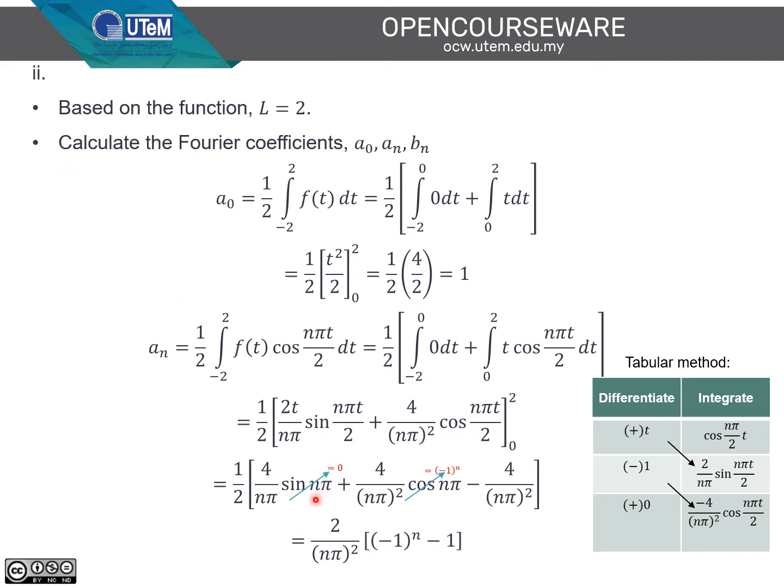Let's recall the tips of trigonometric identities. The sine of n pi is always equal to 0. Therefore, the first term is 0. Cos n pi here is equal to (-1) to the power of n.